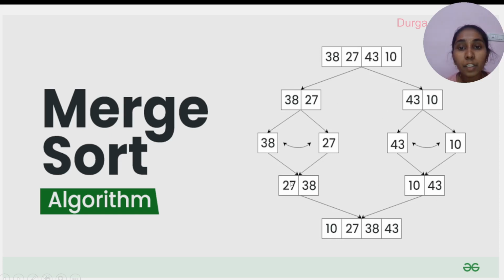What is the least number? 27. So it will interchange. 43, 10. What is the least number? 10, 43. Next, in this 27, 10. What is the least number? 10, 27. And after that 38, 43. What is the least number?